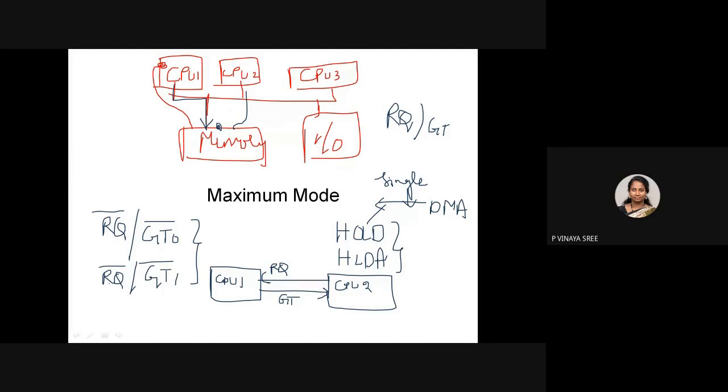Similarly, when one processor is using the system bus, if another processor needs the system bus, it gives a request to that processor. Upon receiving it, it will not give a grant immediately. After completing whatever task CPU 1 wants to do with the help of the system bus, it completes and gives a grant signal to CPU 2: now you can take the system bus. By giving a signal called grant as an acknowledgement, CPU 2 will use it.